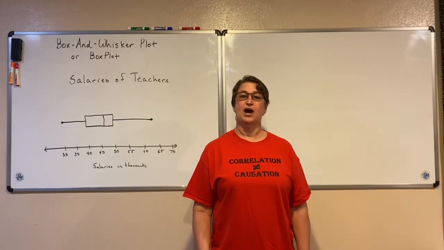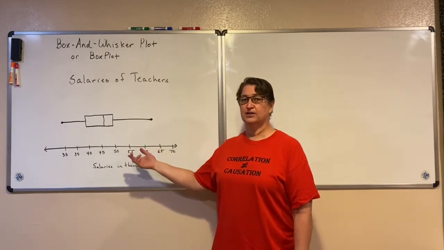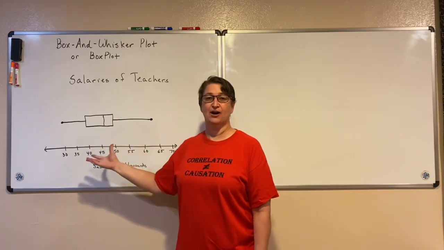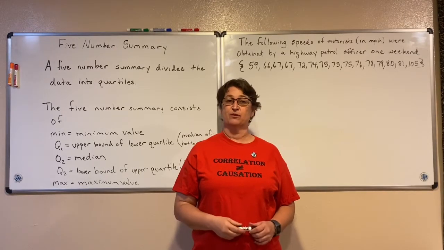We're going to create a box and whisker plot. A box and whisker plot just helps us to see how spread out our data is. Let's look at a 5-number summary.